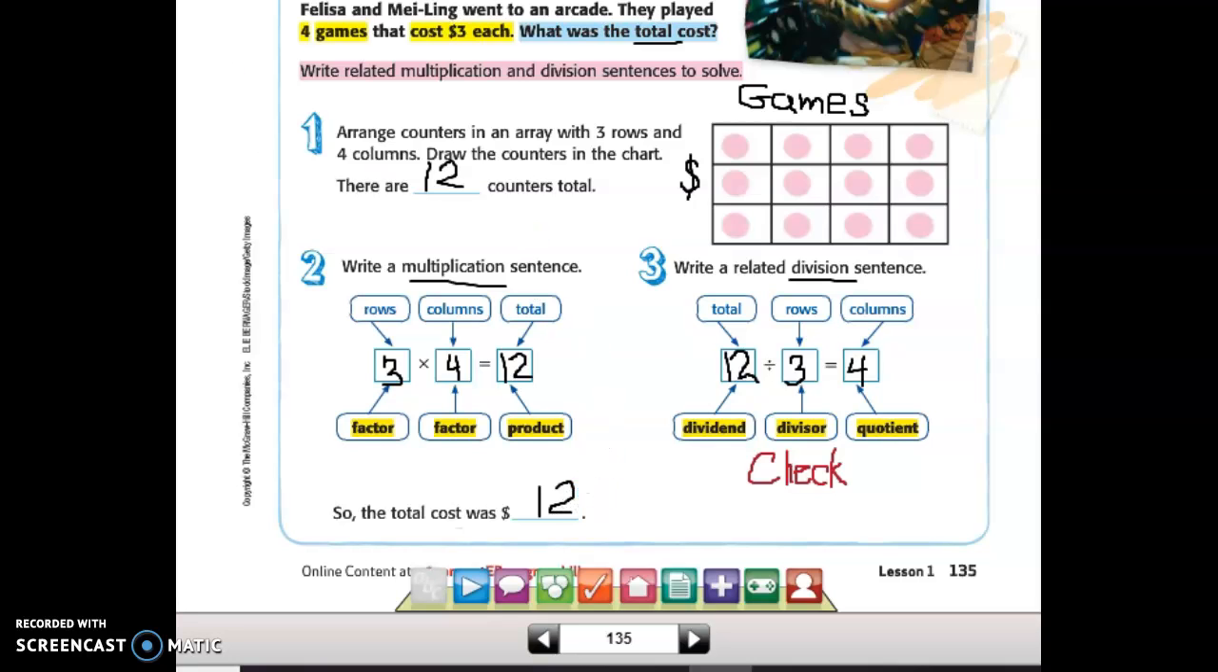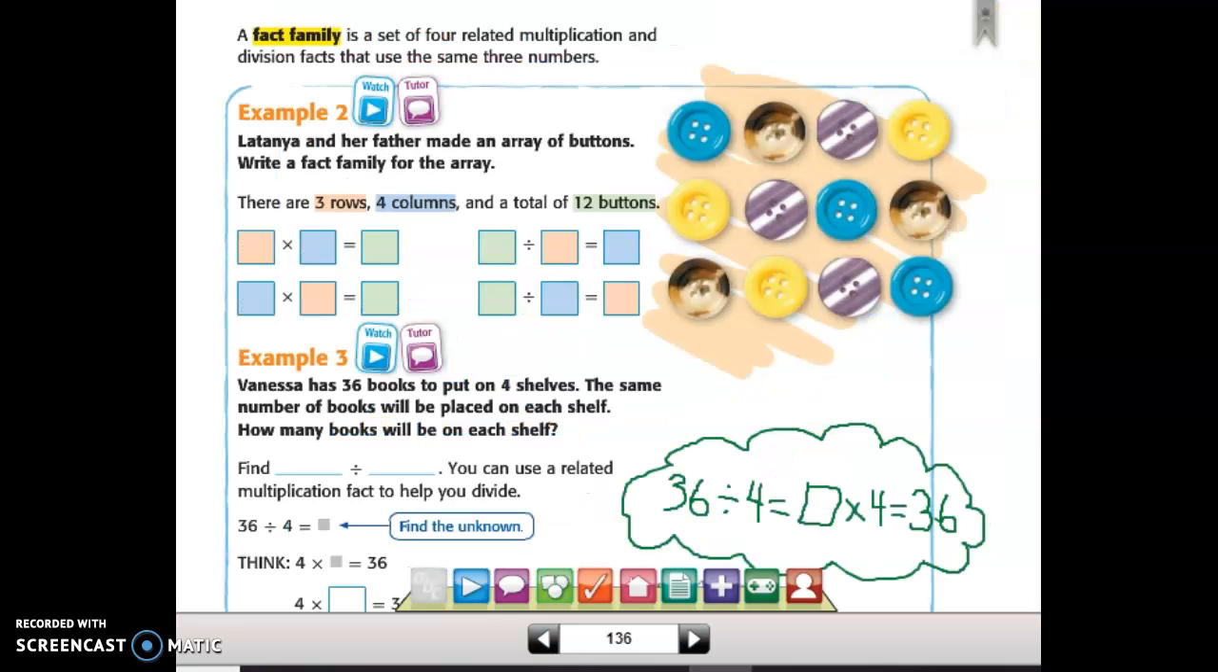So I skipped to the next page, 136. And they're giving us extra information before we start the next examples. A fact family is a set of 4 related multiplication and division facts that use the same 3 numbers. A fact family can also be addition and subtraction the same way, because they're also inverse operations.